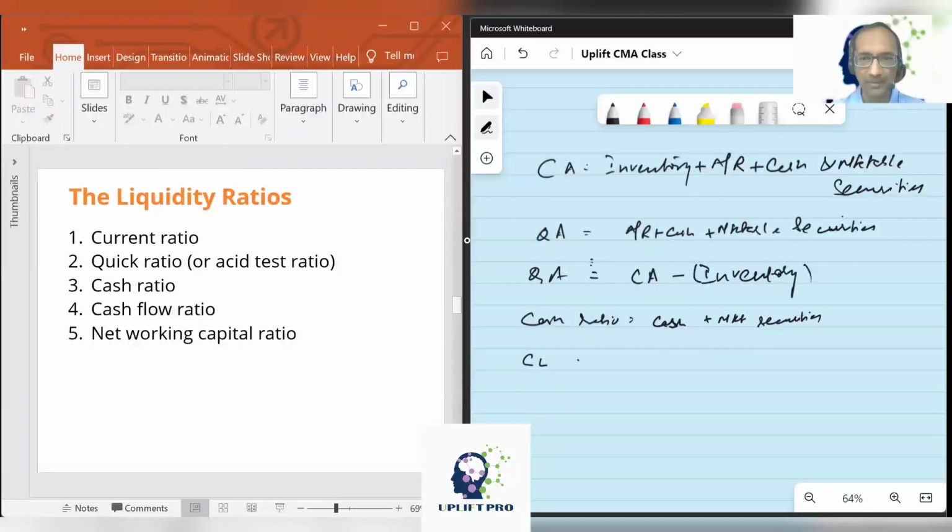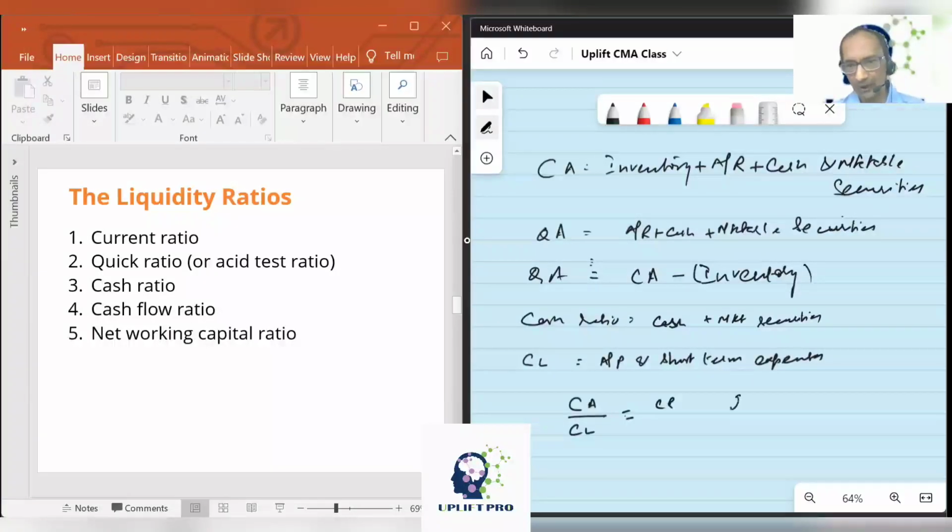Now, current liabilities are your accounts payable and any expenses which are short term, which will be paid or are payable within 90 days. Now, when you take your current assets and divide by current liabilities, this gives you your current ratio. So it tells you how much of current assets you have to cover your current liabilities.